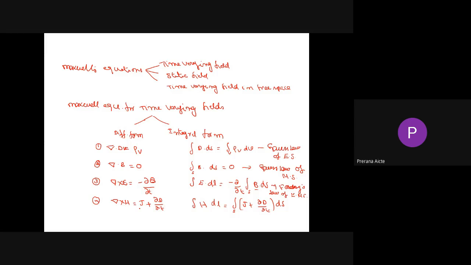Now see the last one, del cross H is equal to J plus dou D by dou t. This is nothing but Ampere's circuit law.